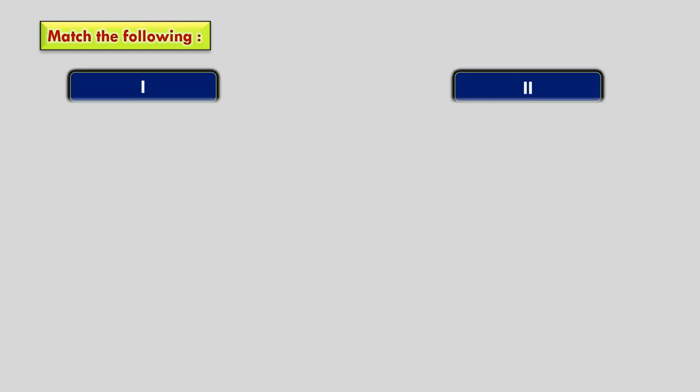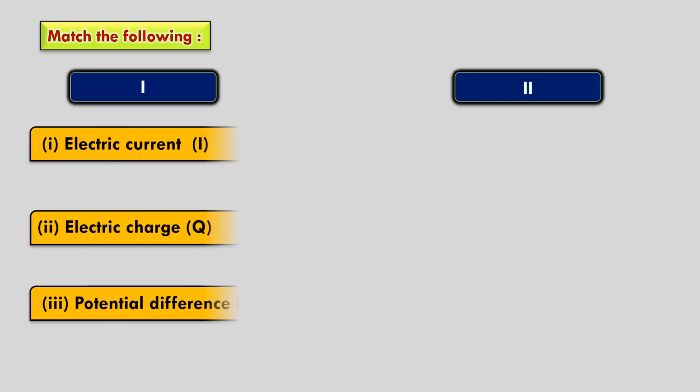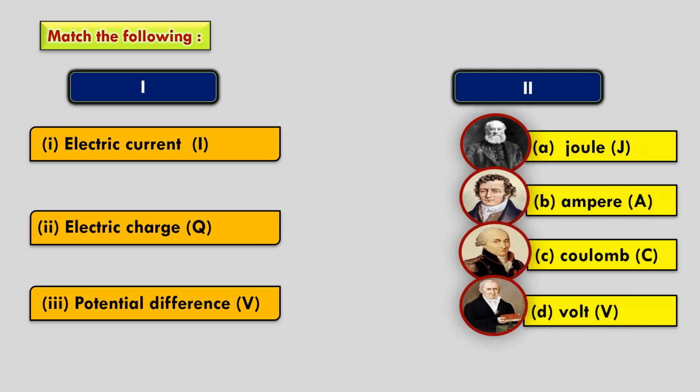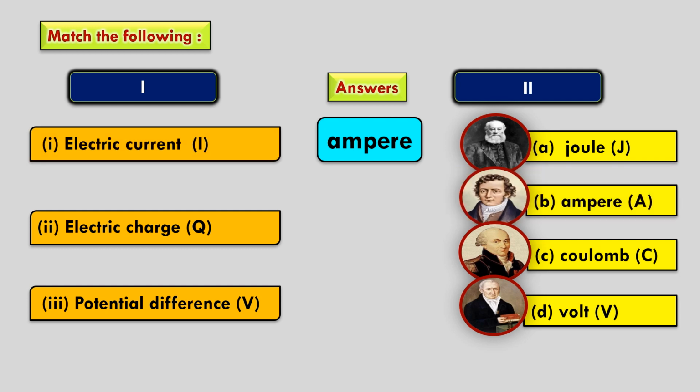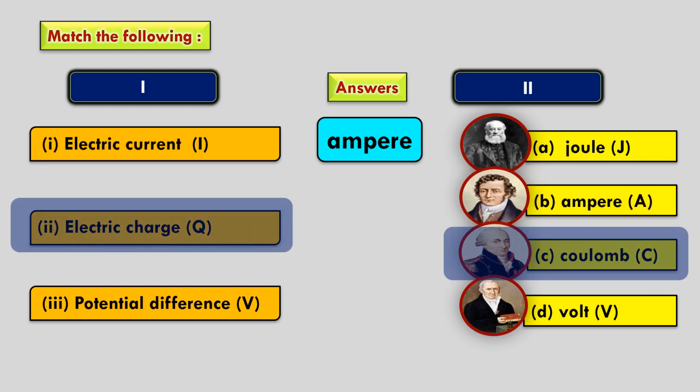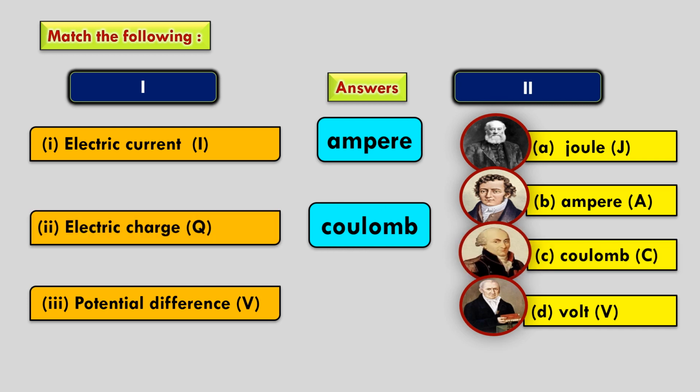Now match the following. In column 1, number 1 electric current I, number 2 electric charge Q, and number 3 potential difference V. And in column 2, the units: A joule, B ampere, C coulomb, and D volt. Answers: electric current, ampere A; electric charge, coulomb C; potential difference as volt V.